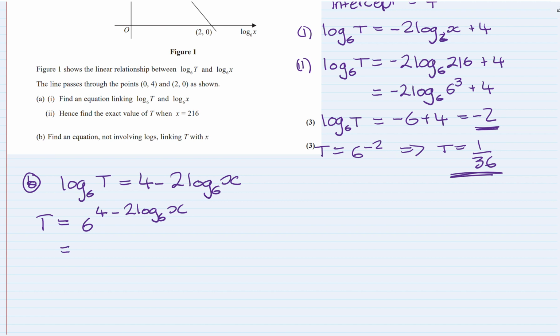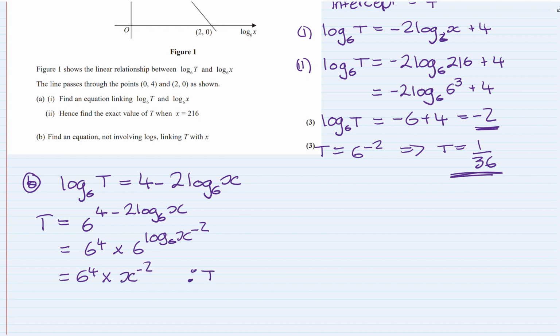So this gives me 6 to the power 4 times 6 to the power of log to the base 6 of x to the minus 2. So I can use that law of logarithms to make sure that I'm adding the powers there. This log to the base 6 of x to the minus 2, the 6 to the log to the base 6 is just going to leave me with the x to the minus 2. So I've got 6 to the power 4 times x to the minus 2.